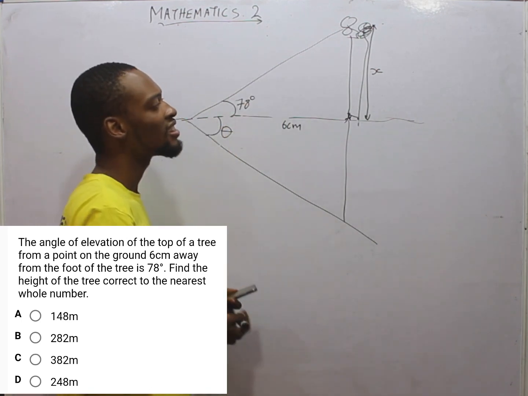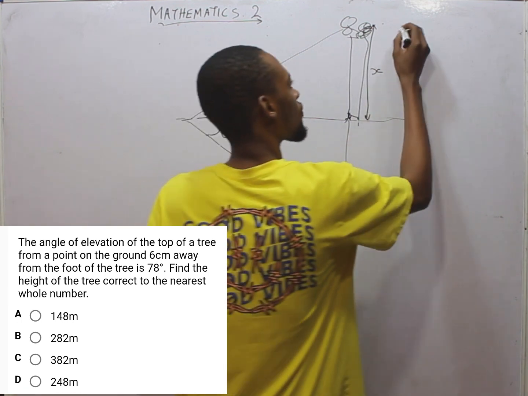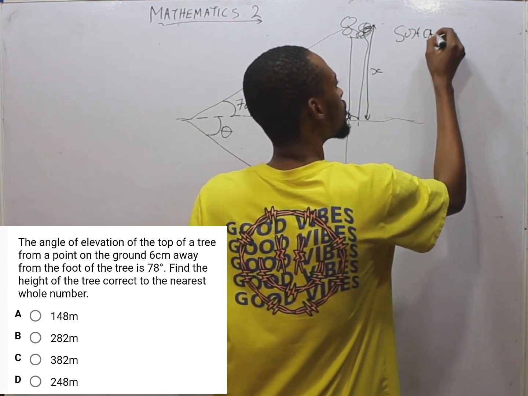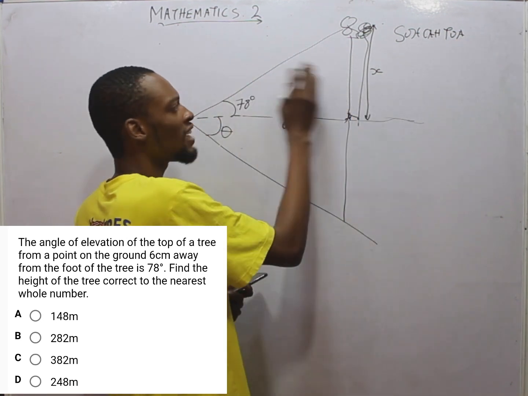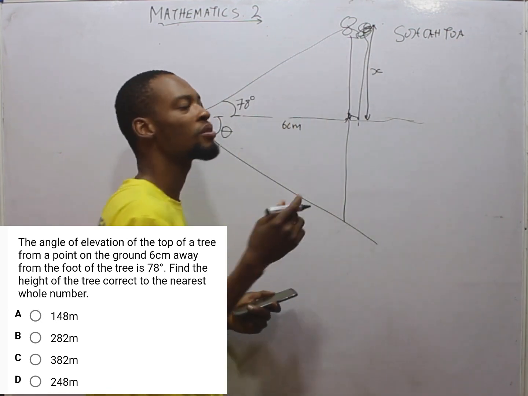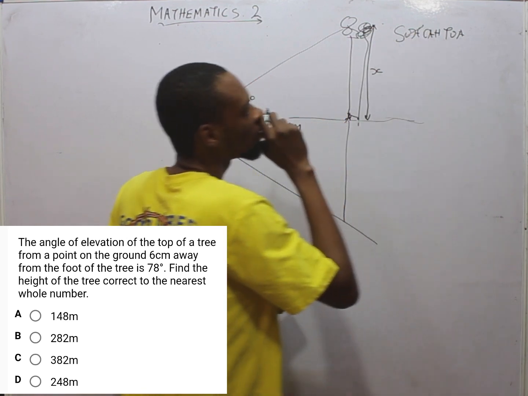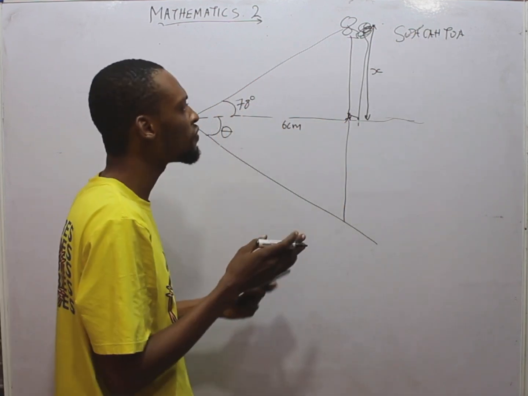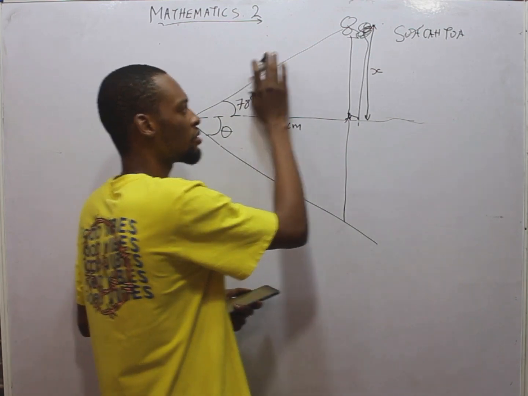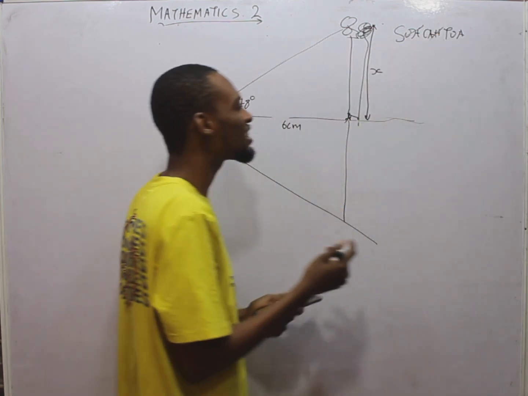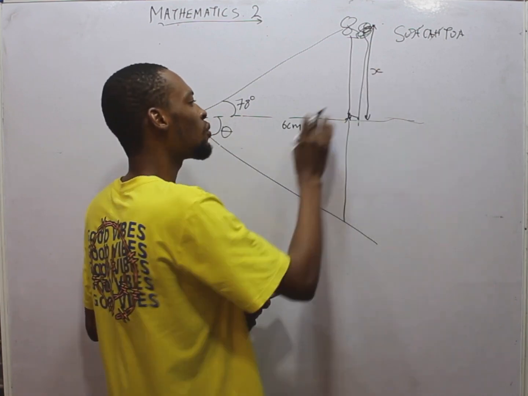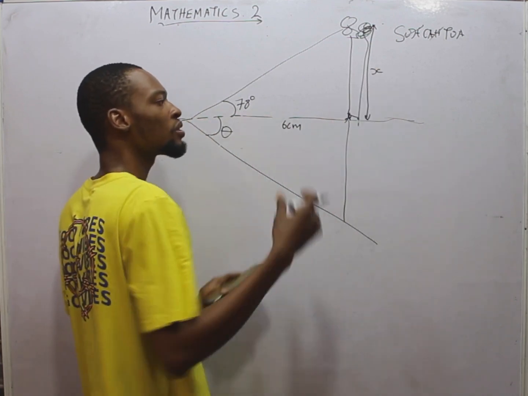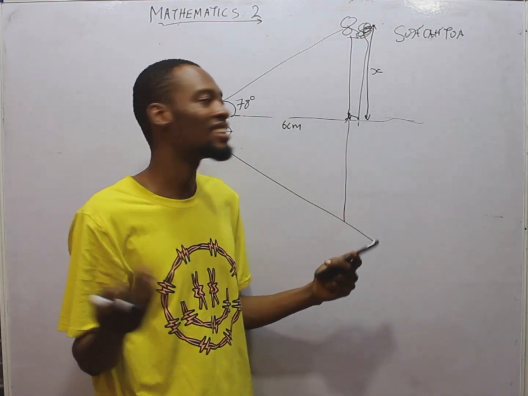So let's see. Sin theta, SOH CAH TOA. Sin theta is opposite over hypotenuse. We don't have hypotenuse, so we can't use sine. Cos theta is adjacent over hypotenuse. We don't have hypotenuse, so we can't use cos. Tan theta is opposite over adjacent. So we are looking for opposite, we have adjacent, and we have theta. So tan will be the best candidate.